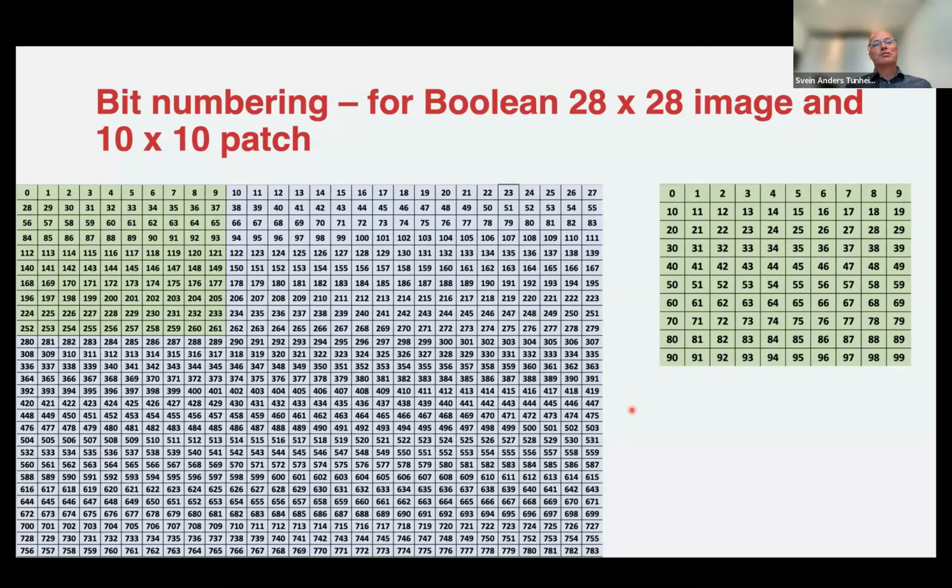This is pretty straightforward, but one also needs to have exactly the same numbering as is used in the TMU code, and we start the numbering in the upper left corner. This is for the image, with zero, and it increases by one when we move the patch window in the X direction, then starts on 28 for the second row, and so on. And also important, within the patch of the image, we also start the numbering in the upper left corner. And in this case, we have a 10 by 10 window, so bit number 99 is in the lower right corner.